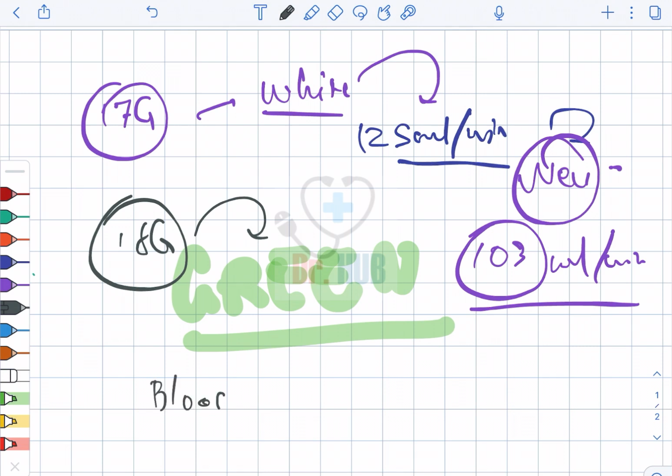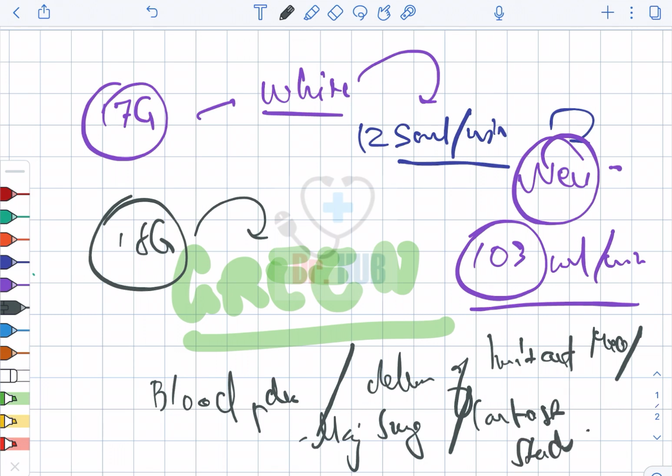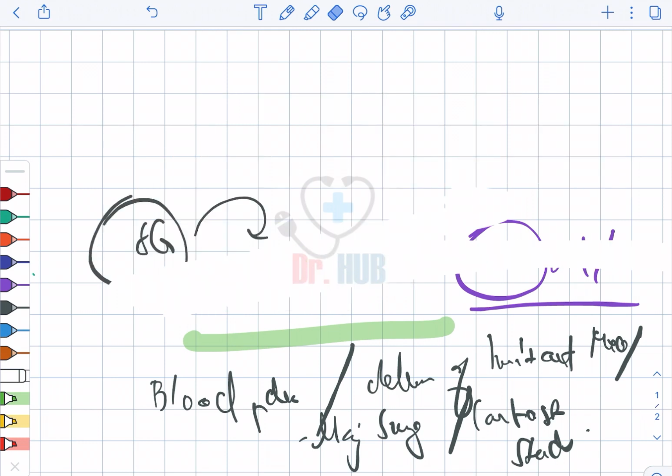And it is used basically for the blood products as well as the delivery of the irritant meds, as well as it is used in case of the major surgeries and contrast studies. So contrast studies, you have green, that is nothing but the 18 gauge.